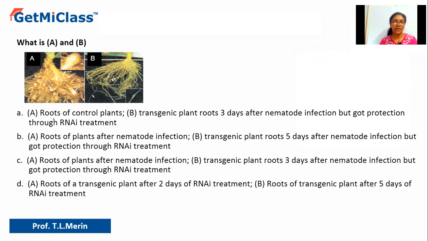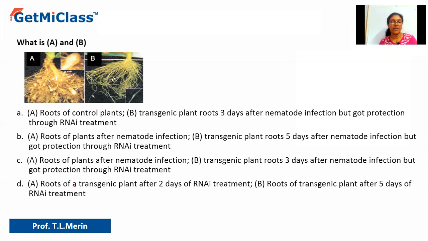Option A is roots of control plant, B is transgenic plant roots 3 days after nematode infection, but got protection through RNAi treatment. Option B, A is roots of plant after nematode infection, and B is transgenic plant root 5 days after nematode infection, but got protection through RNAi treatment. Option C, A is roots of plant after nematode infection, B is transgenic plant root 3 days after nematode infection, but got protection through RNAi treatment.